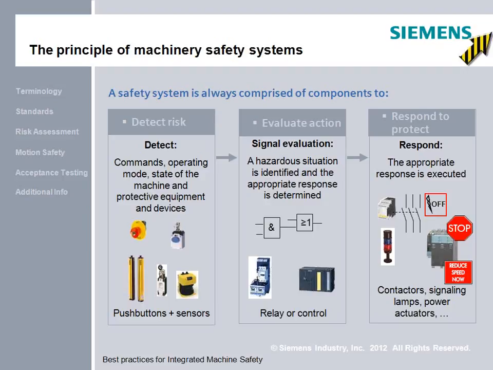Detection can be as simple as an emergency stop push button, can be as complex as a programmable light sensor. Evaluation can be as simple as a safety relay or as complex as a programmable safety system. The response or the responding actuator can be a contactor, a hydraulic cylinder, or possibly a safety drive system. So that's a key takeaway message from today: the principle of safety systems is detect, evaluate, and respond.